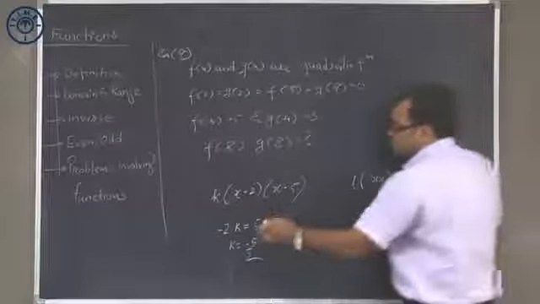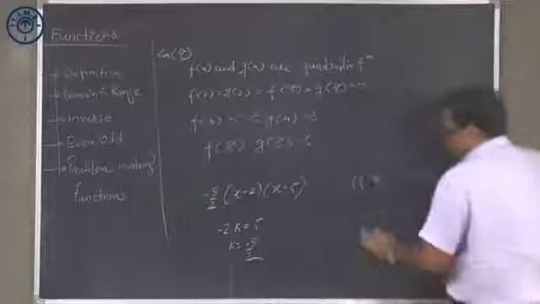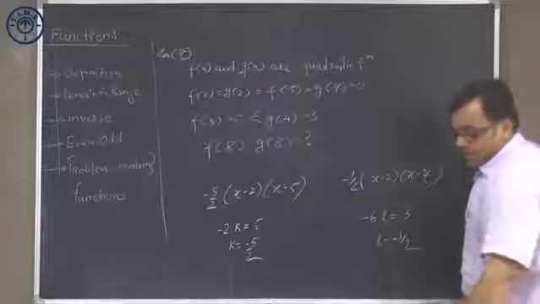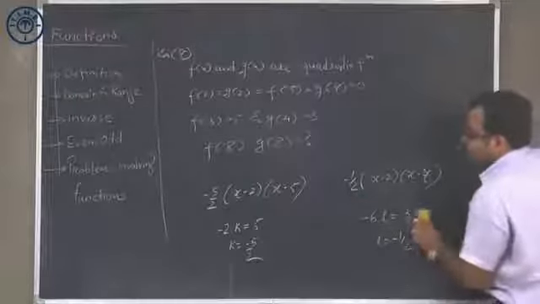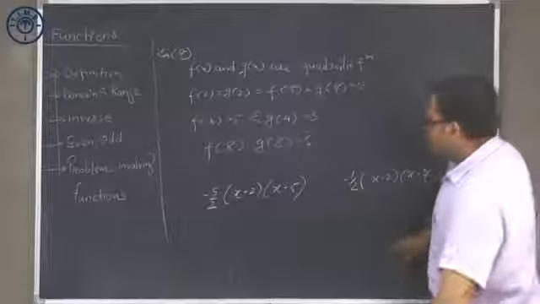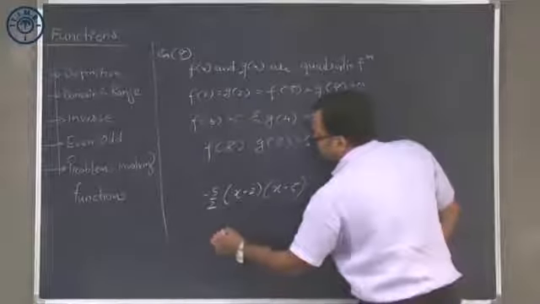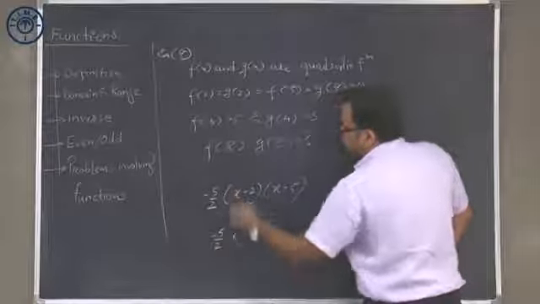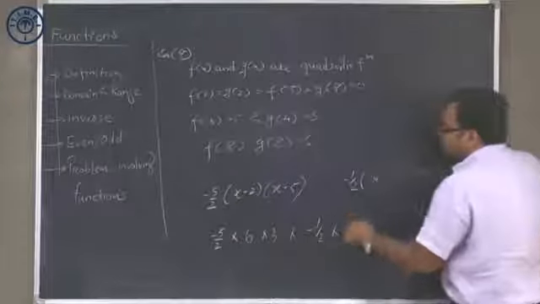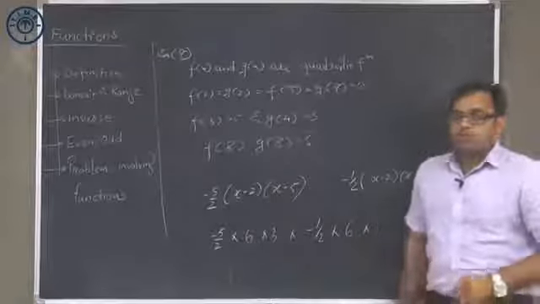Now we simply substitute these values here. So this is equal to minus 5 by 2. This is equal to minus 1 by 2. We have been asked to find the value of f of 8 into g of 8. In order to find it, simply substitute x equals 8 and you are done. So overall the value will be minus 5 by 2 into 8 minus 2 is 6, 8 minus 5 is 3, minus 1 by 2 into 8 minus 2 is 6, 8 minus 7 is 1. Multiply, this is your answer.